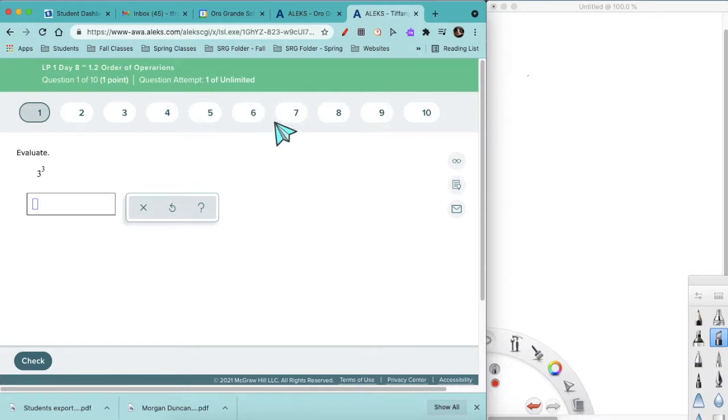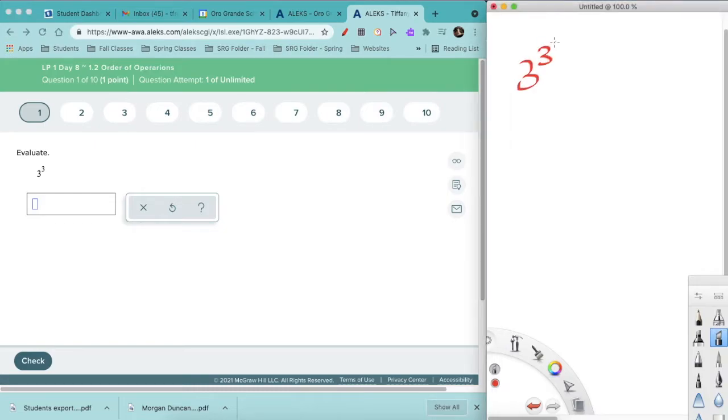So when we're looking at this, 3 to the 3rd power, again, it doesn't mean 3 times 3. We are going to be multiplying 3's, but not just 3 times 3. It means when I have 3 to the 3rd power, the exponent tells me how many times to use the base. So I'm going to have 3 times 3 times 3. So 3 times 3 is 9. 9 times 3 is 27.